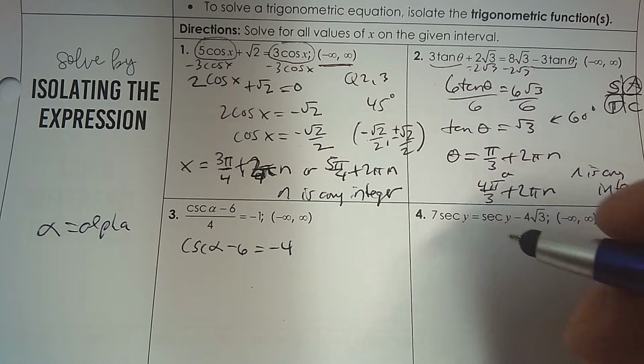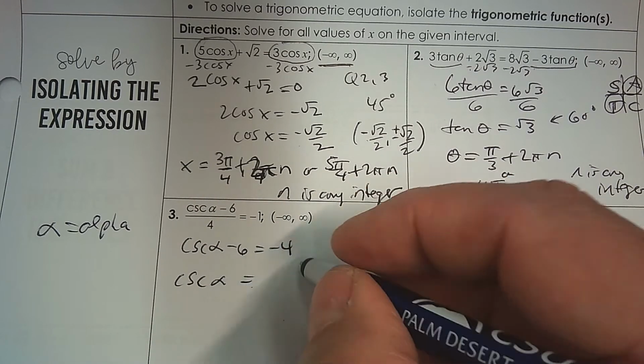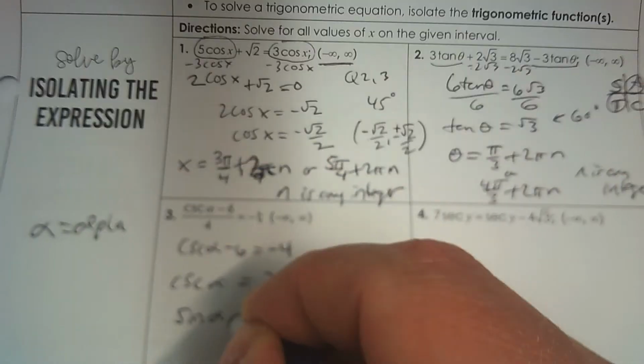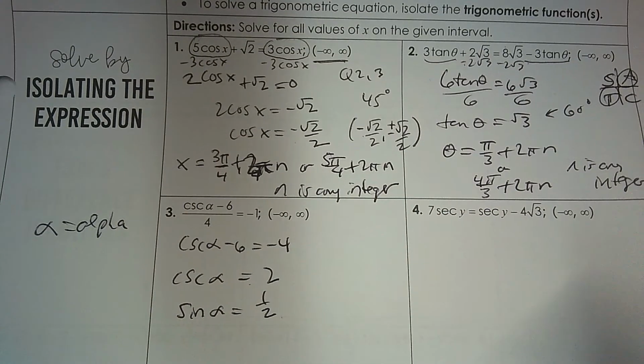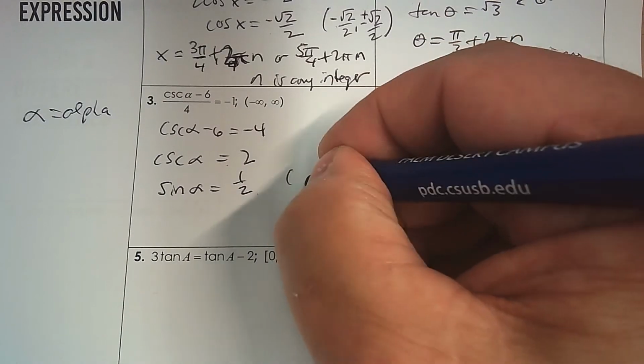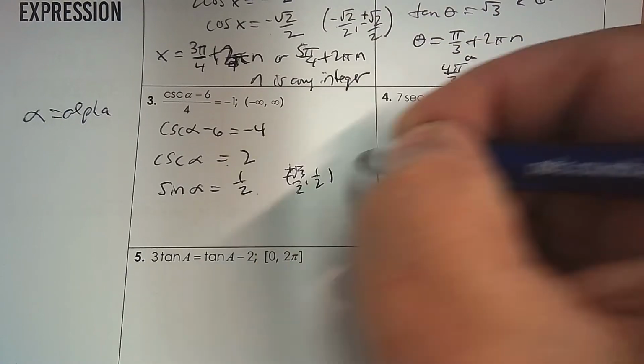Next step to get cosecant alpha by itself is add 6. Negative 4 plus 6 is 2. And then I think it's easier to do the reciprocal of that to understand it. So the reciprocal of cosecant is sine, and that's 1/2. So what reference angle is the y coordinate 1/2? And that means the x is positive or negative root 3 over 2.